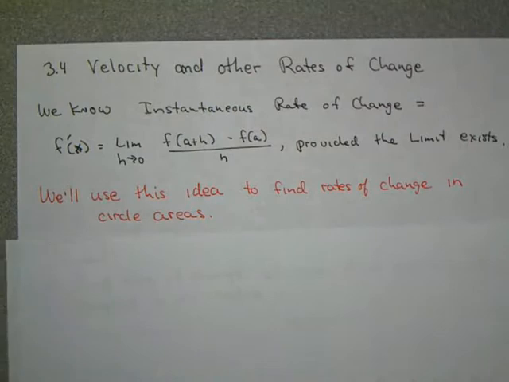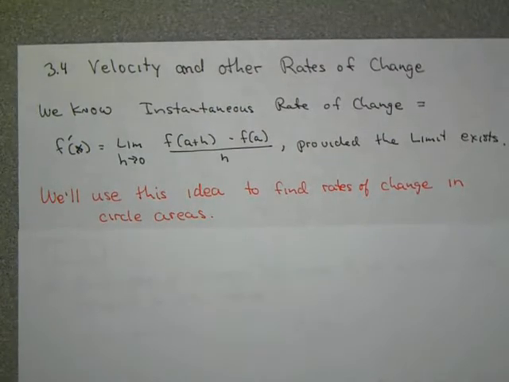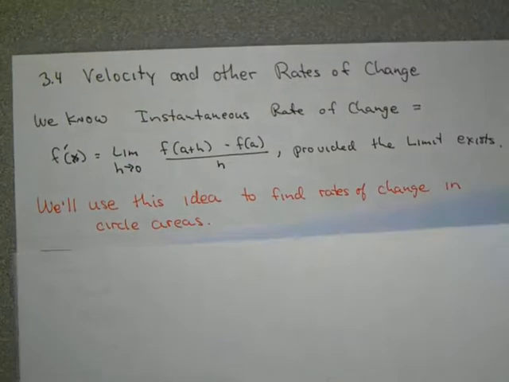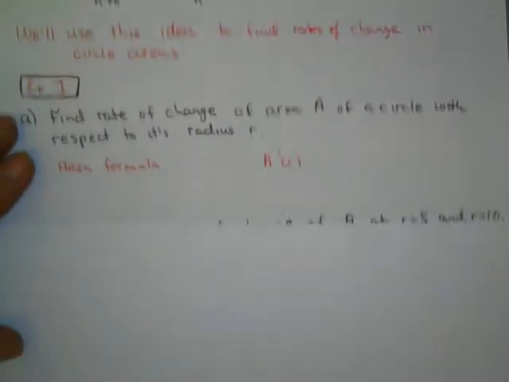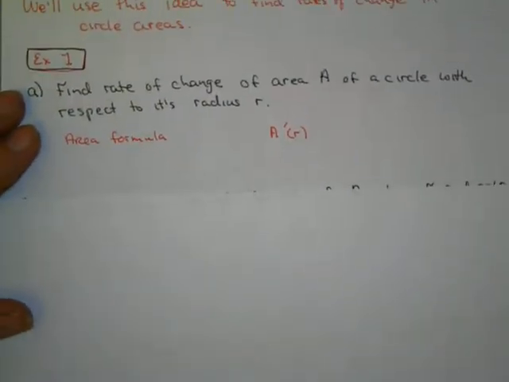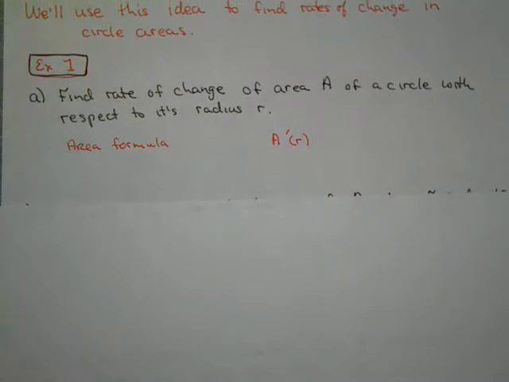So we're going to use that idea to find rates of change in a more concrete idea, in this case in circle areas. Look at example 1. It says, and you're going to get some problems like this, find the rate of change of the area A of a circle with respect to its radius r. When it's asking this, it's actually just asking you to find the derivative function.